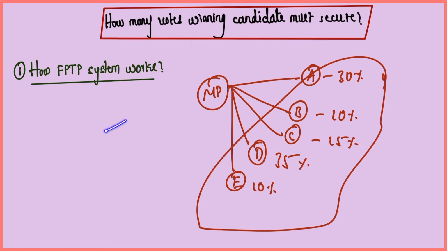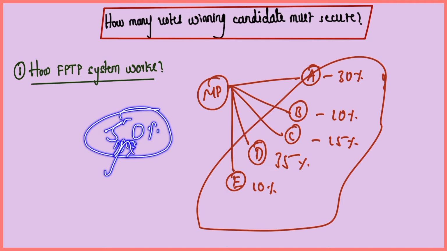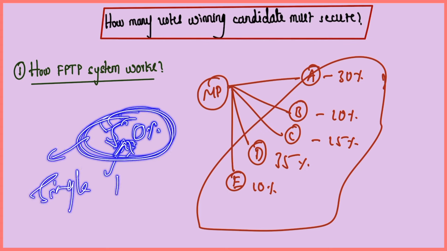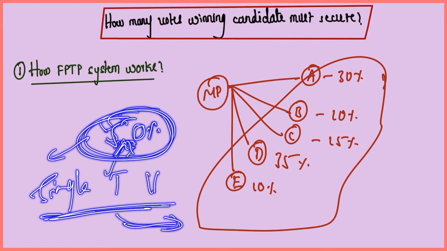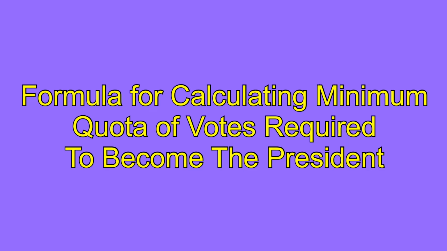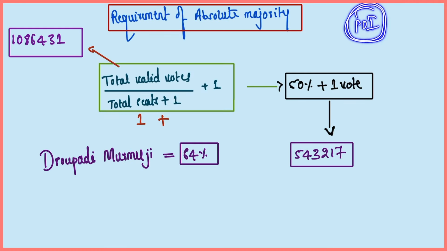There is a formula given to calculate 50% votes, plus there is a method given to make sure that anyone who becomes president achieves more than 50% of the votes, and that method is called the single transferable vote system. That is what we are going to understand in the next part of the video. The Constitution under Article 55 makes sure that any person who becomes president of India achieves a majority of votes, and majority of votes means 50% plus votes. Now, how many votes is equal to 50% plus votes?